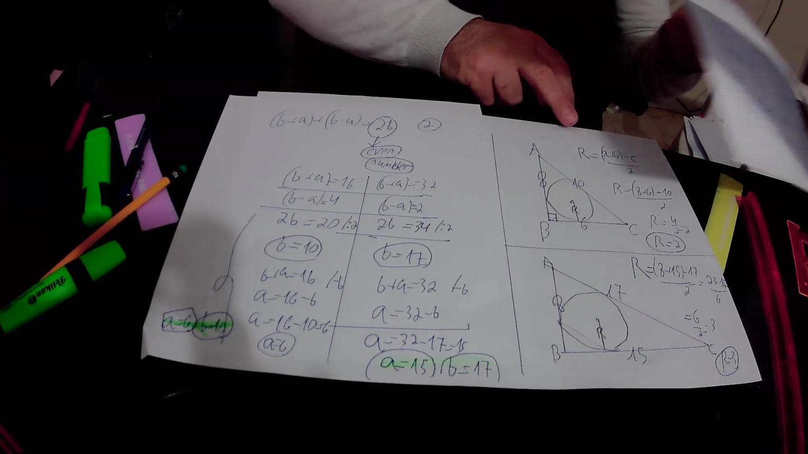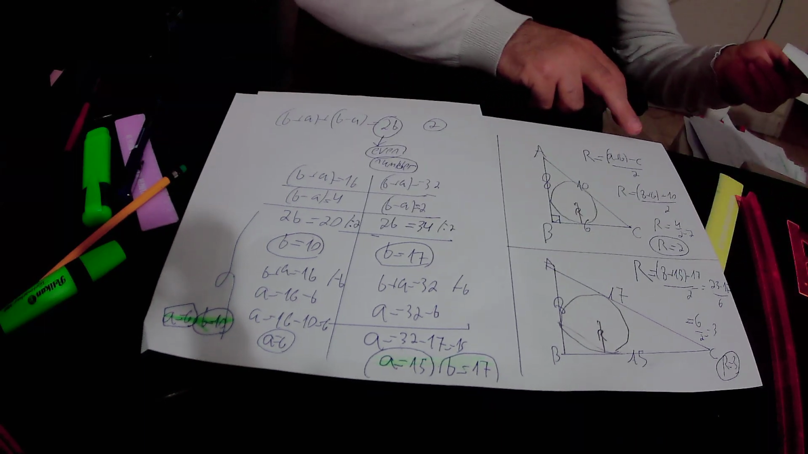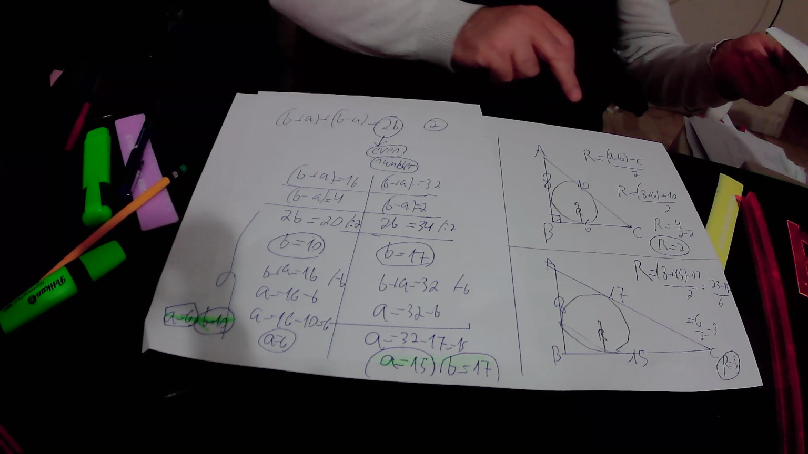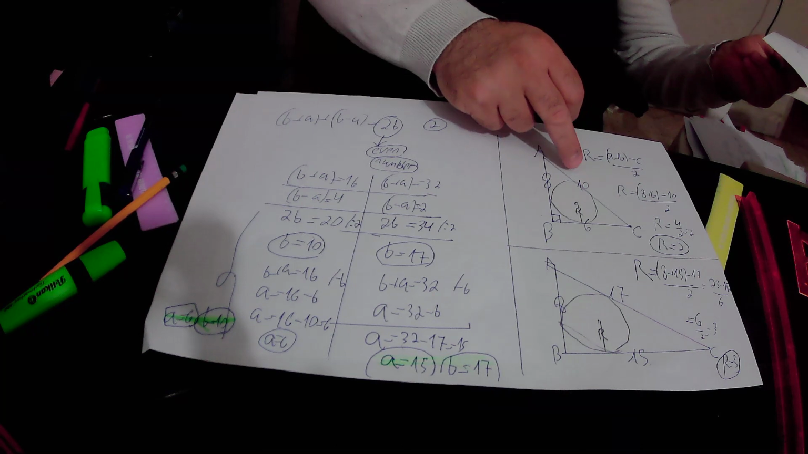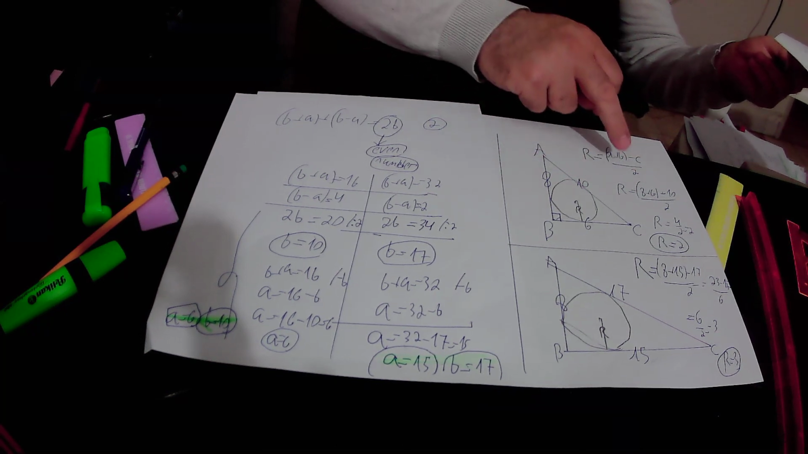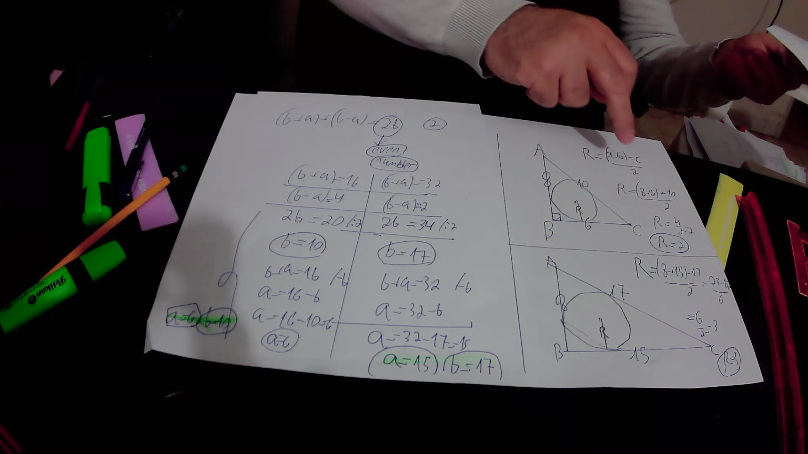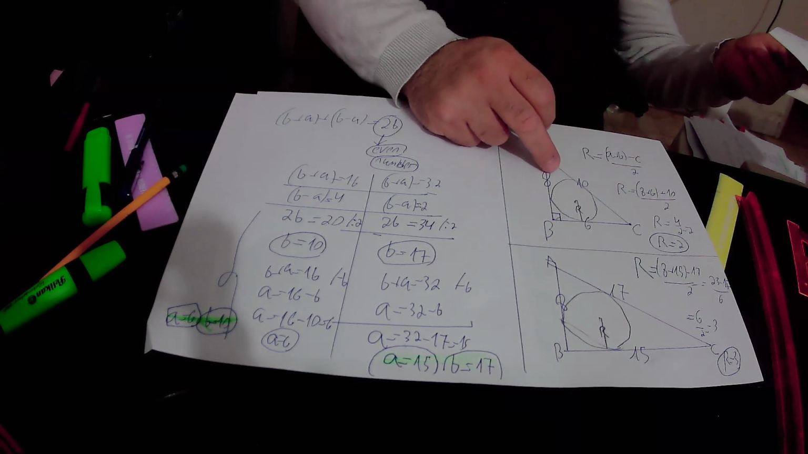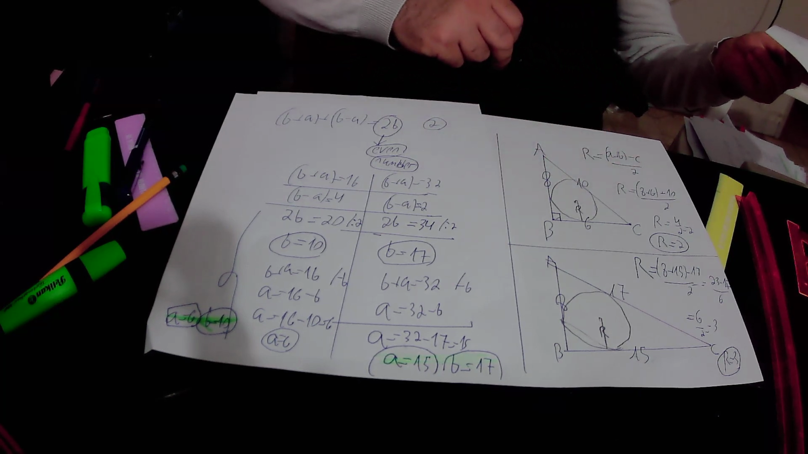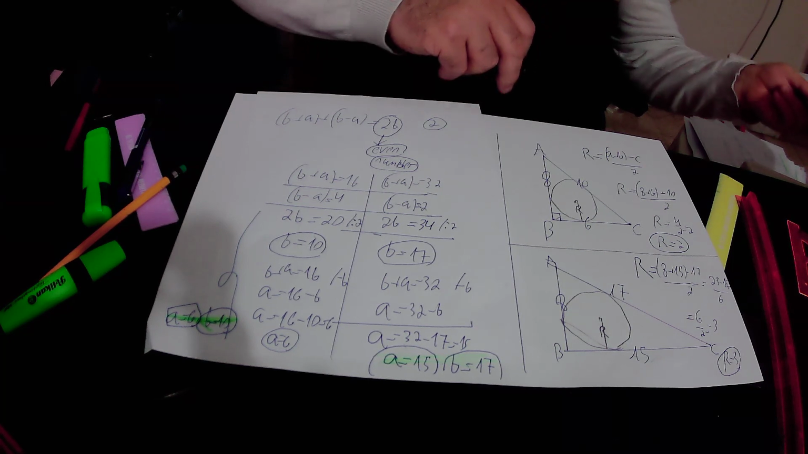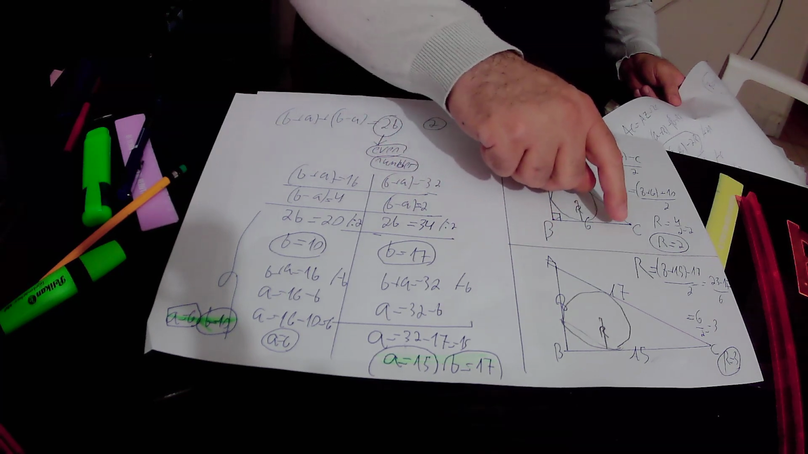According to this formula, the radius R equals A plus B minus C over 2. A plus B is 8 plus 6, minus the hypotenuse that is 10, over 2. 8 plus 6 is 14, 14 minus 10 is 4, and 4 over 2 is 2. So we found that the radius of the circle inscribed in the right triangle ABC equals 2 units.